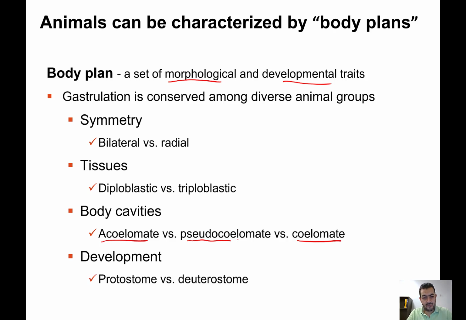Then in terms of development, we have what is known as protostome versus deuterostome. As I said, these four features combined make what is known as the body plan, and this set of features allows us to characterize animals and set them into the different groups. So, starting with the first feature, the symmetry.